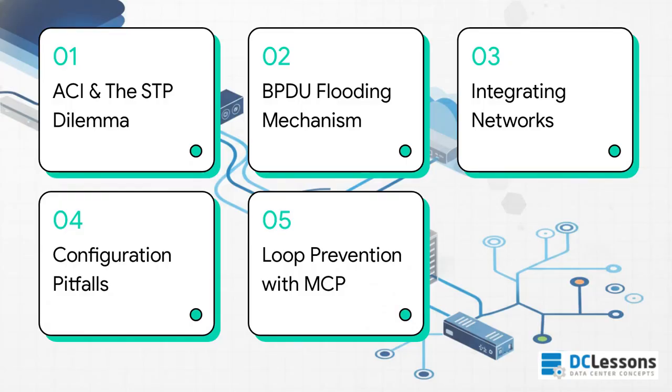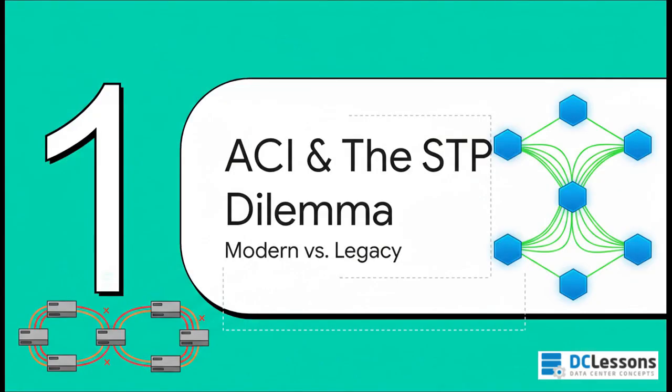Okay, so here's our roadmap. First, we're going to break down the core problem, the ACI versus STP dilemma. Then we'll get into ACI's really clever solution, this thing called BPDU flooding. After that, we'll look at how this applies in the real world, and more importantly, we'll uncover the really critical configuration traps that can get you into a lot of trouble. And finally, we'll look at ACI's own safety net, its last line of defense. So let's get right to the heart of it.